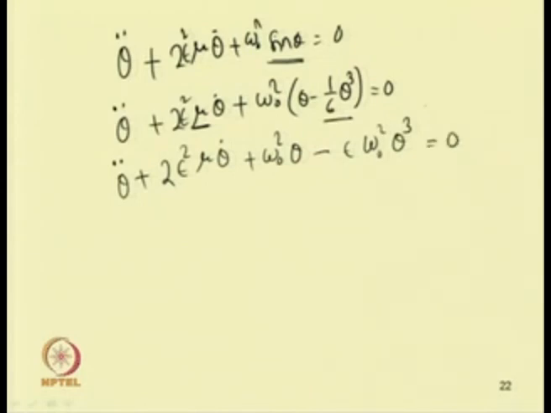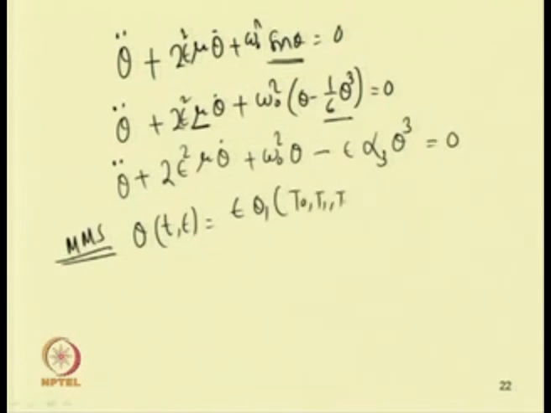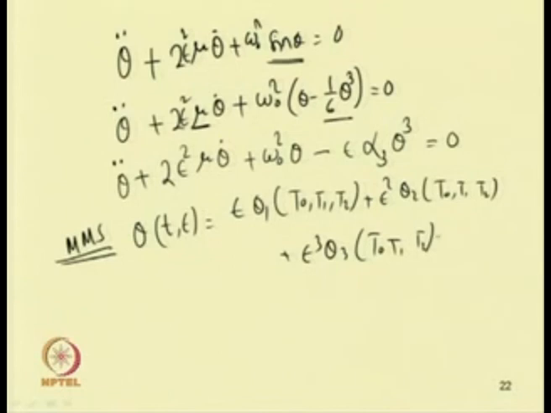So, we can substitute this term epsilon alpha 3, we can write this thing as epsilon alpha 3 and we can write this equation, or simply we can write this equation also by putting one epsilon. Now, by using method of multiple scale, we can write this theta t epsilon in this form, epsilon theta 1 t 0 t 1 t 2 plus epsilon square theta 2, similarly t 0 t 1 t 2 and epsilon cube theta 3 t 0 t 1 t 2. So, this way we can write.